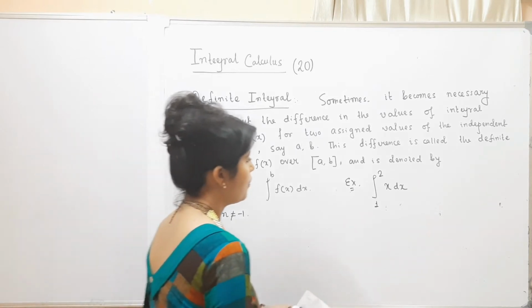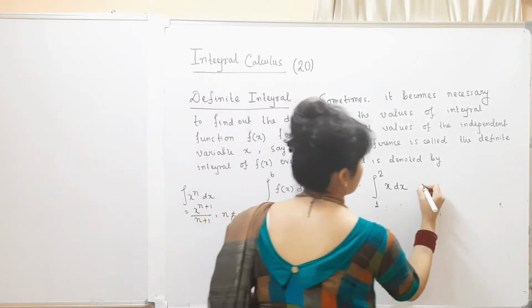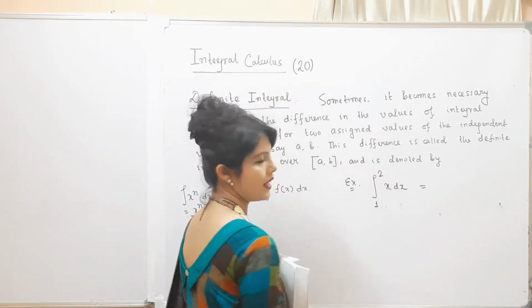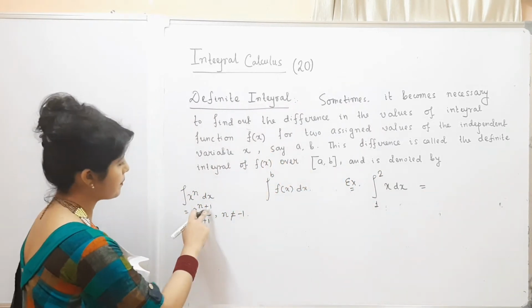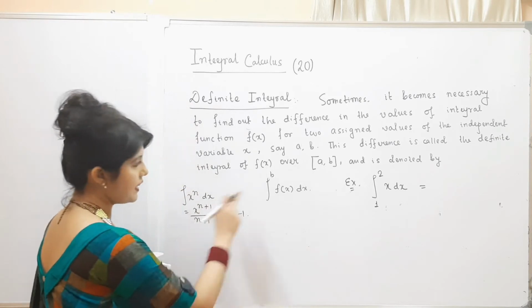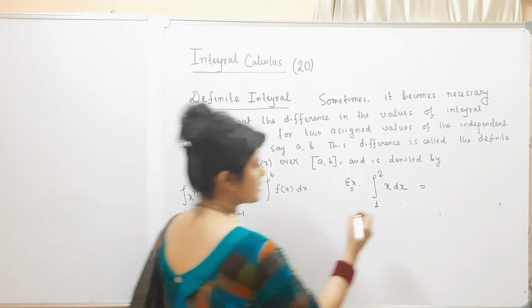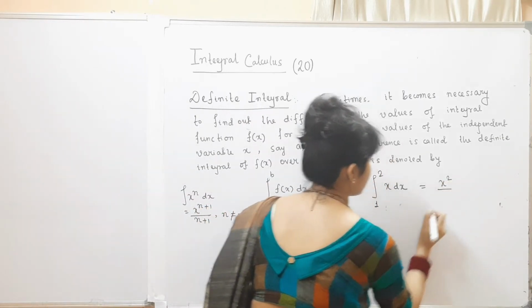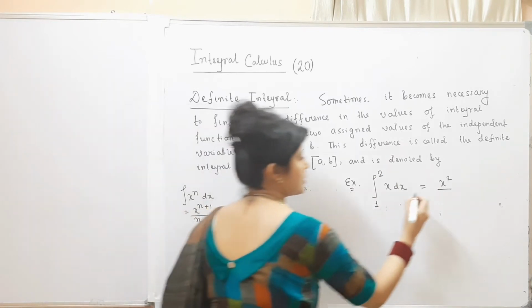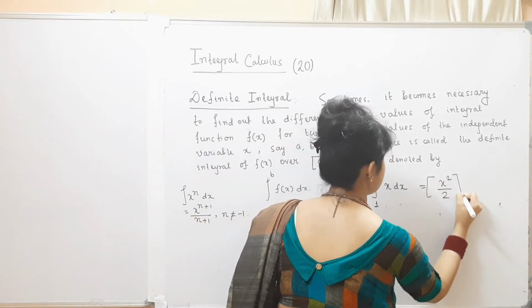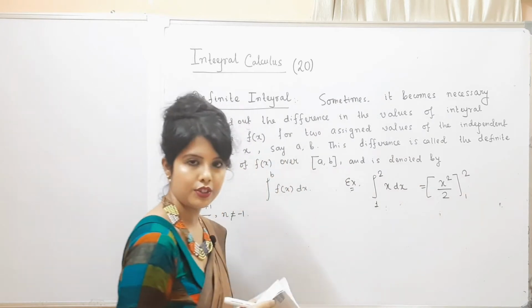Now for this, the power of x is 1, because n is here 1, so 1 plus 1. That means x square divided by 1 plus 1, so therefore this is 2, and this is from 1 to 2.